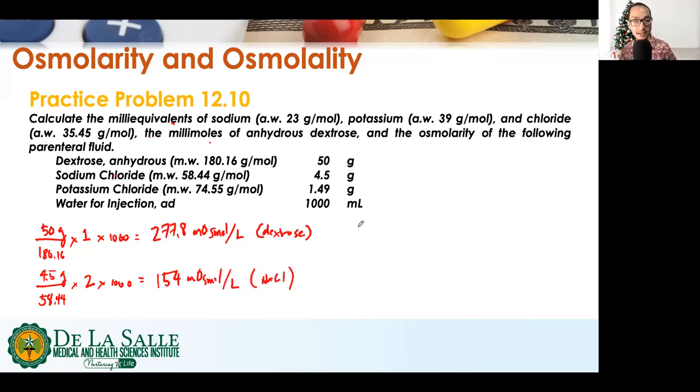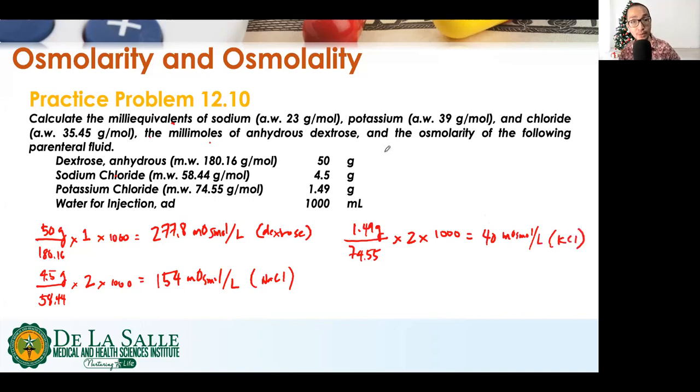Next, I have 1.49 grams of potassium chloride. The molecular weight is 74.55, times 2 again, which is the number of particles in potassium chloride, times 1,000. So this will be 1.49 times 2 times 1,000 divided by 74.55, which is equal to 39.97, or simply 40 milliosmoles per liter. This is contributed by potassium chloride.